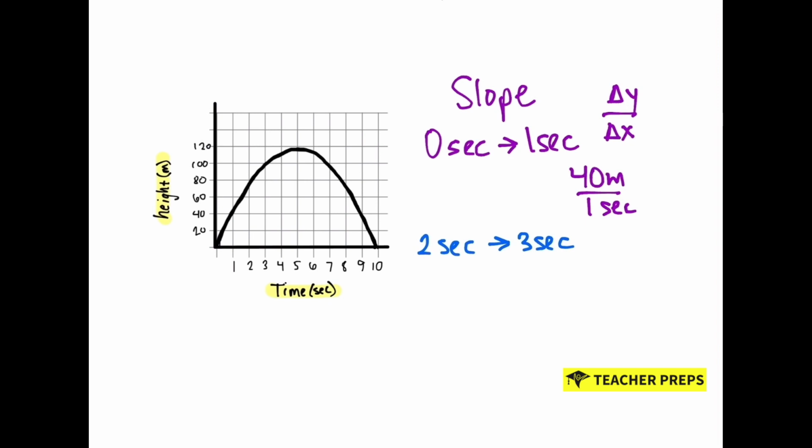What about the slope between 2 seconds and 3 seconds? When you look at the change in y, from 2 seconds to 3 seconds goes from about 75 to 100. The difference is about 25 meters. And the change in time between 2 seconds and 3 seconds is 1 second. So between 2 seconds and 3 seconds, our slope is about 25 meters per second. Which one is changing at a faster rate? If you thought between 0 seconds and 1 second, you're right, because 40 meters per second is a bigger slope than 25 meters per second.